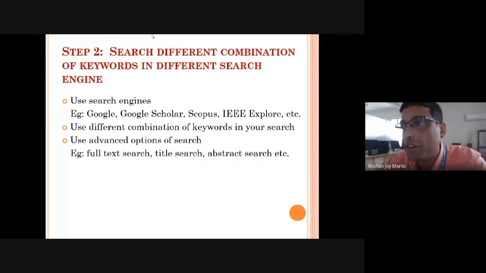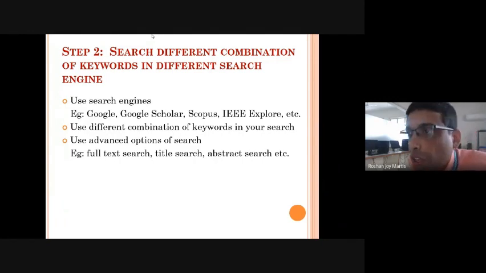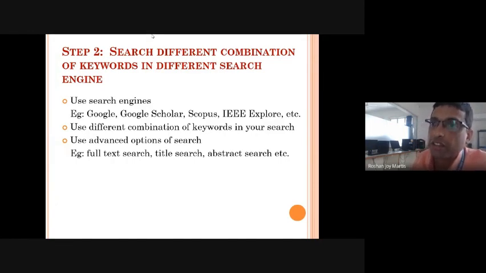Use different combinations of keywords in your research area. You try with different keywords, and you can use combinations of keywords as well. Okay, you can also use advanced search options. Advanced search options in the sense that you may search from the titles, you may search from the abstract, you can also search from the full paper, etc. All these options are available in searching. In advanced search, you will get all these options: full text search, title search, abstract search, etc.